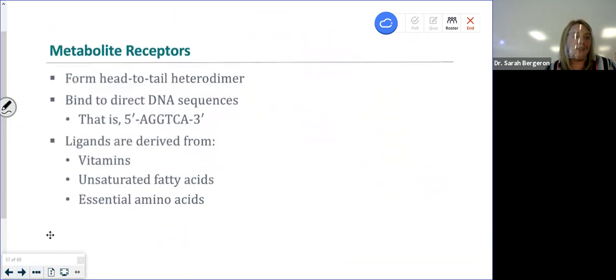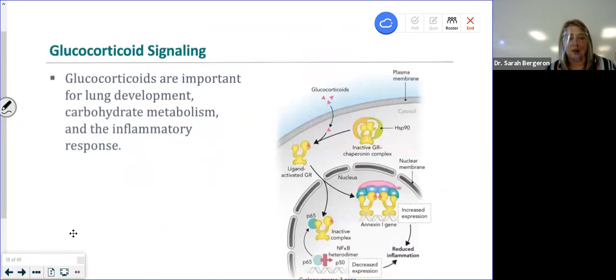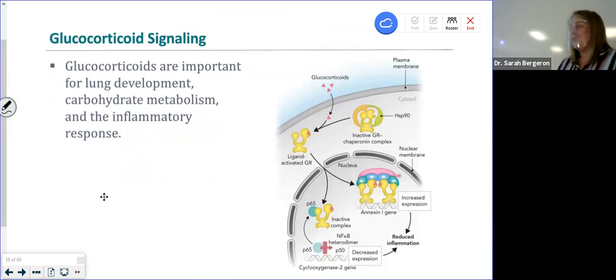All right. And we talked about this, head to tail for heterodimers for metabolite, right? So they bind to the DNA. You don't have to know the ligands. You don't have to know all the ligands. You just have to know metabolite versus steroid. So this is kind of an interesting side note.